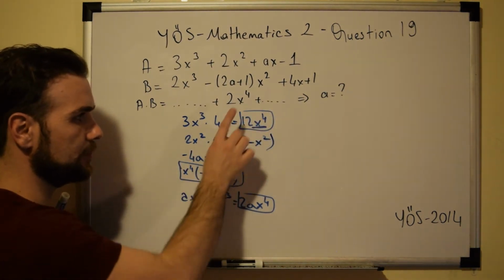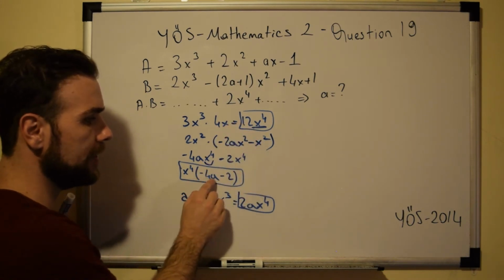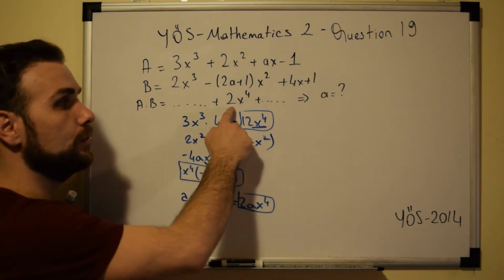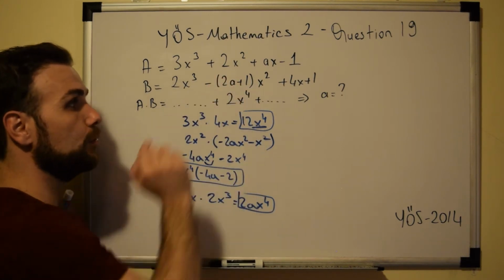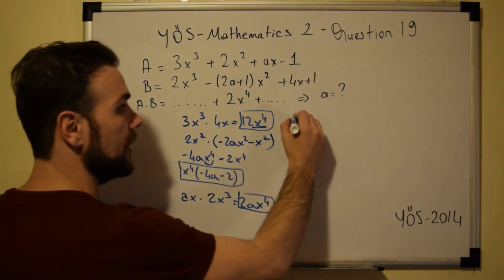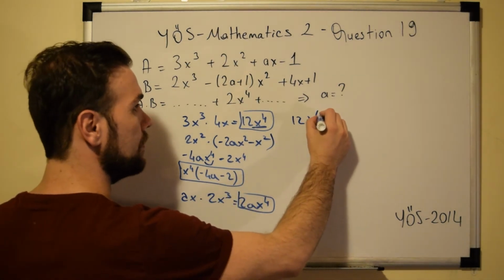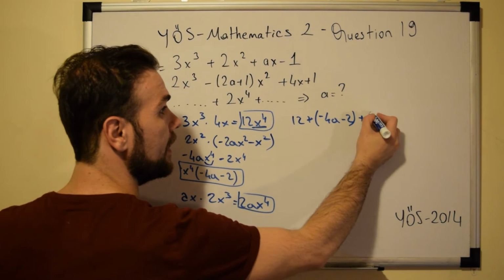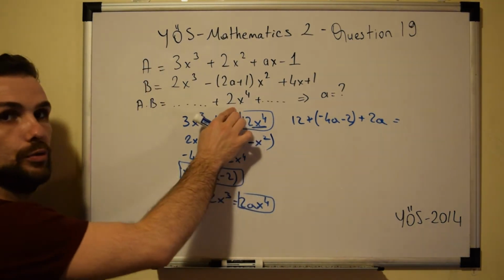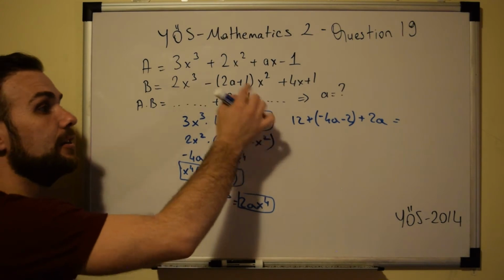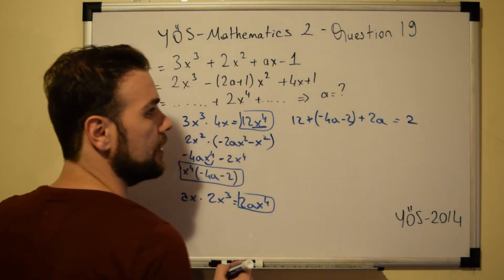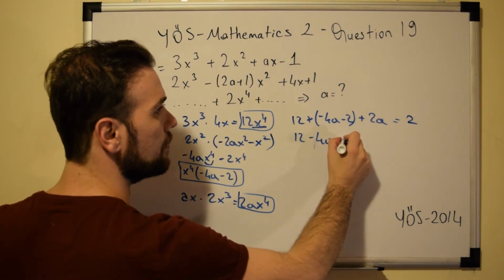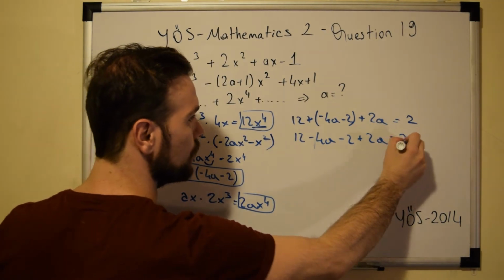So what does it mean? I have to add 12, minus 4a minus 2, and 2a, and equalize that to 2, because it has to be equal to 2. Now what do we have? We have 12 plus minus 4a minus 2 plus 2a, and that should be equal to 2, because I'm using this as a reference to find a. So we have 12 minus 4a minus 2 plus 2a, which is equal to 2.